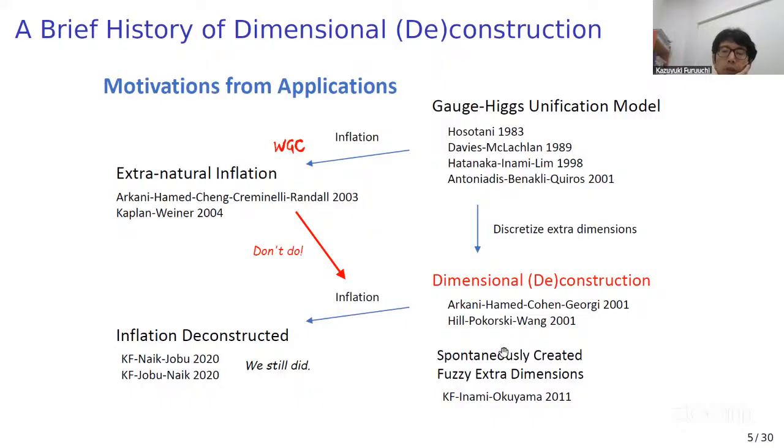We also constructed a model similar to this construction. Instead of deconstruction, we proposed a spontaneously created fuzzy extra dimension model. That's also a related model with similar motivation, to explain a light Higgs field. With this slide, I want to give you the background and motivation to study the deconstruction of dimension.